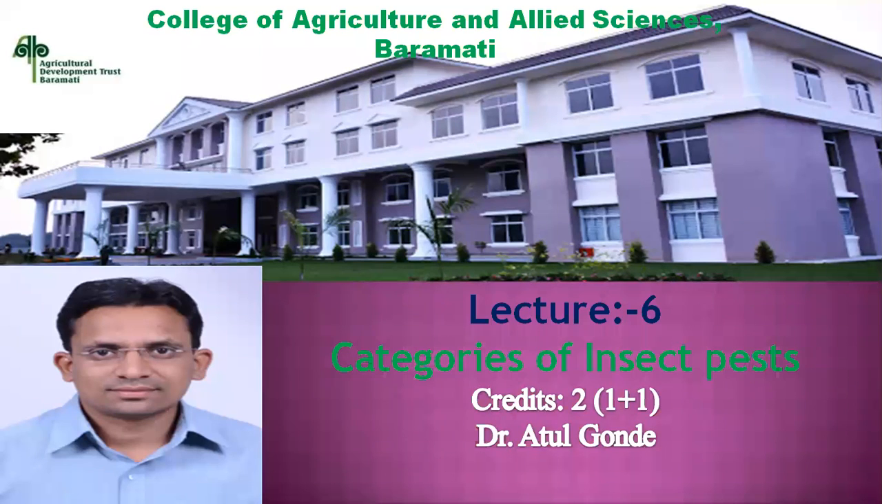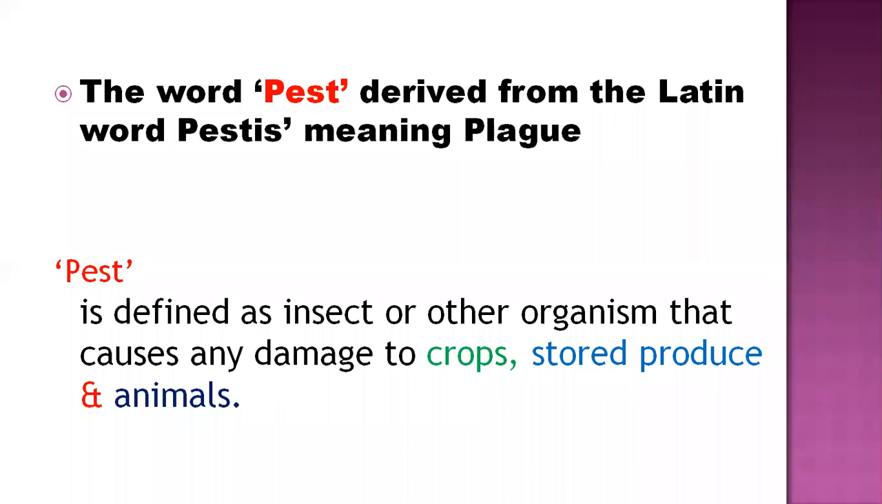Today we are going to discuss our sixth lecture. In the last lecture, we already learned and discussed the different causes of pest outbreaks. And today let's see our new topic, the categories of insect pests. This topic is very important because here we have to discuss different pests and their association or relationship with different crops, and their damaging parts and damaging level to different crops.